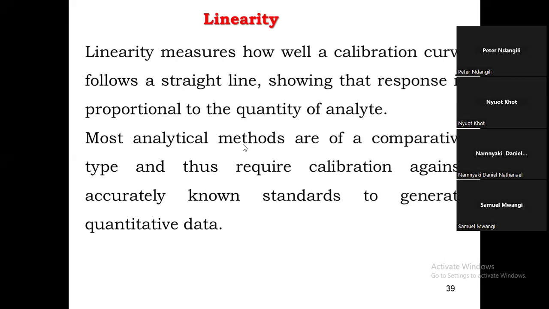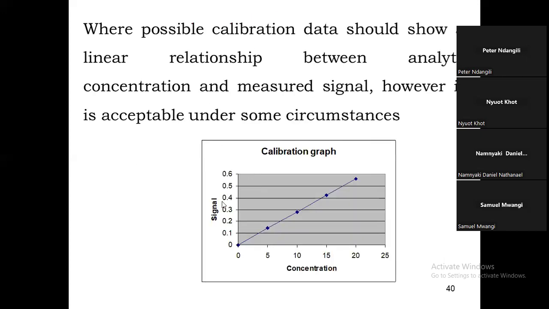Most analytical methods are of a comparative type, and therefore they require calibration against accurately known standards so that you can get quantitative, reliable data. Where possible, the calibration data should show a linear relationship between analyte concentration and a measured signal. However, it is acceptable under some circumstances.